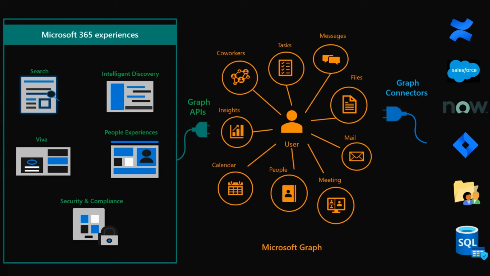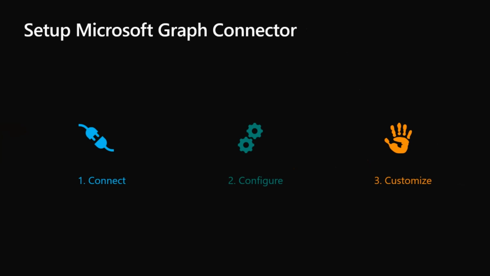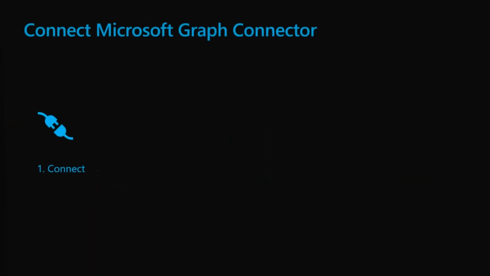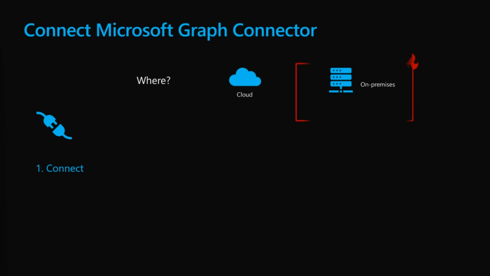How do we set up a Graph Connector? Setting up a Graph Connector is a three-step process. First, we need to connect to your non-Microsoft data source. Graph Connector will need to know where your data source is located. It can connect to both cloud and on-premises deployments.